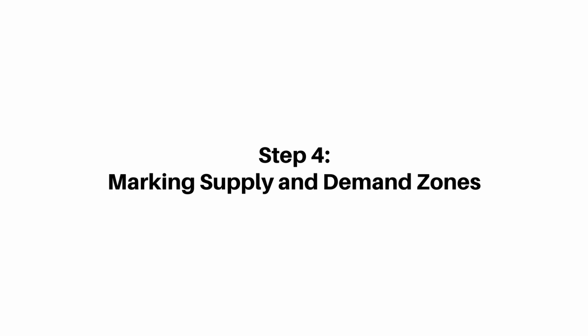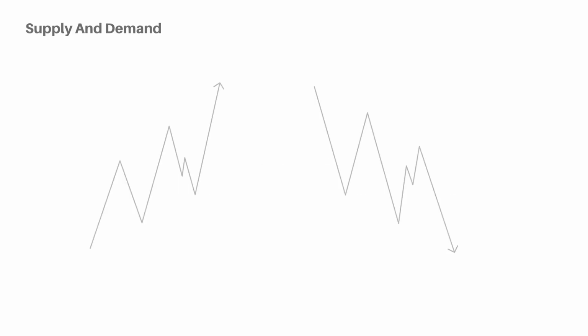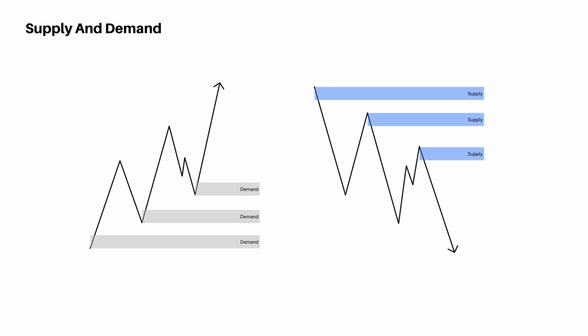Step 4. Marking supply and demand zones. Supply and demand zones are areas on the chart where traders have entered the market with enough volume to cause the price to move sharply away from that level. Normally, we mark the beginning of this sharp move as the supply or demand area and expect the price to reject this zone when it revisits it due to the behavior of market participants.